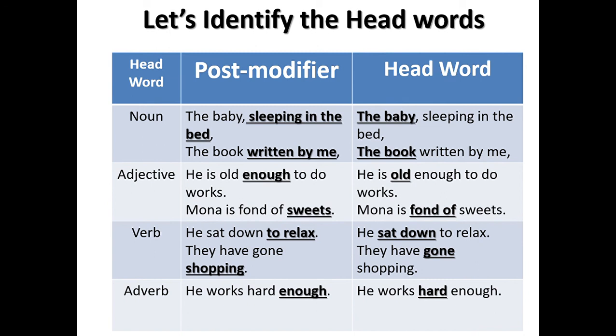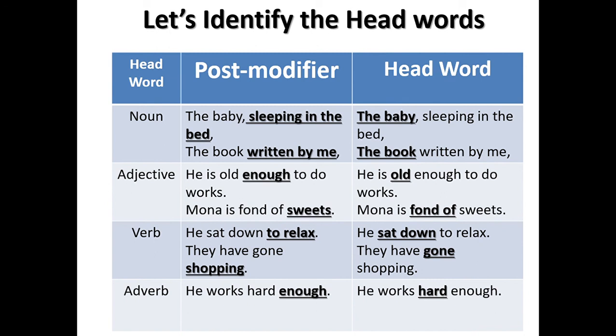The book written by me. The baby, here sleeping in the bed, this is post modifier. The baby, here head word. The book written by me is the post modifier. The book is the head word.